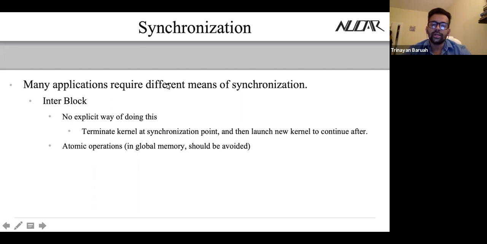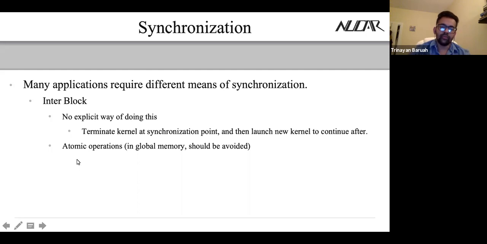So now how do you synchronize between two different blocks? There's actually no explicit way of doing this. The only way to do it is to terminate the kernel at the synchronization point, and then launch a new kernel to continue after. I think the newer generation of CUDA hardware, which I believe is the Ampere and Volta GPUs, have some primitives related to inter-block synchronization. Don't take my word for it, I'm not 100% sure, but I know they introduced some new primitives for synchronization, and I think those do allow for inter-block. But at least for the Kepler generation of hardware, inter-block synchronization is not really supported.